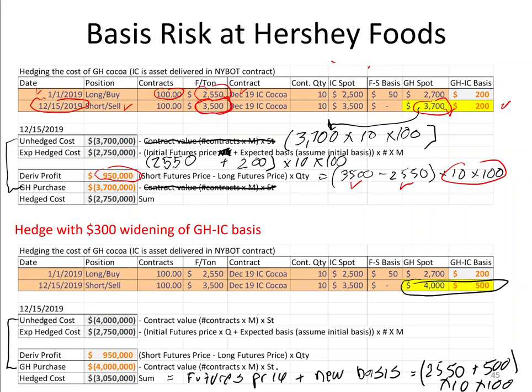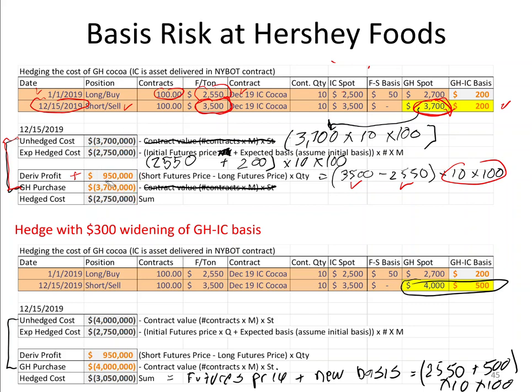Remember, I said that if they're going to unwind the contract and they're still going to buy the Ghana cocoa, whatever the price is going to be. So they're going to wind up paying $3,700 per ton for cocoa. So that's still going to cost us, as their unhedged cost is $3.7 million. But when you add the profit of the futures contract, $950,000, you get a hedge cost of $2.75 million, which is exactly what they were hoping for.